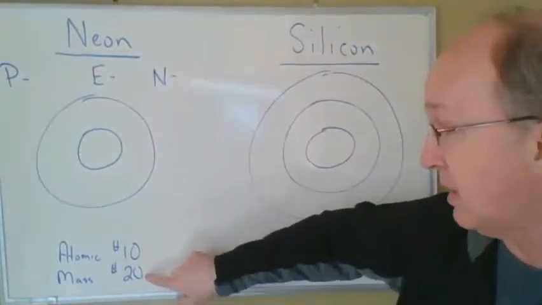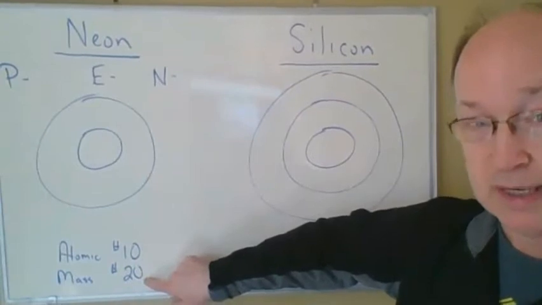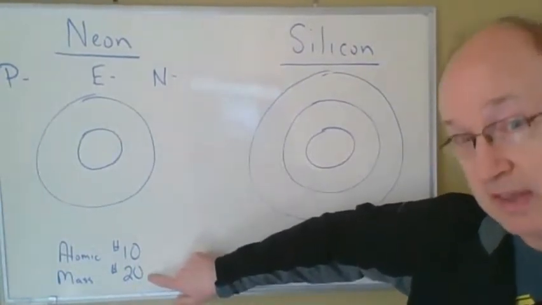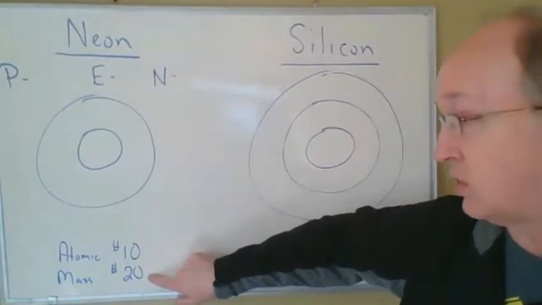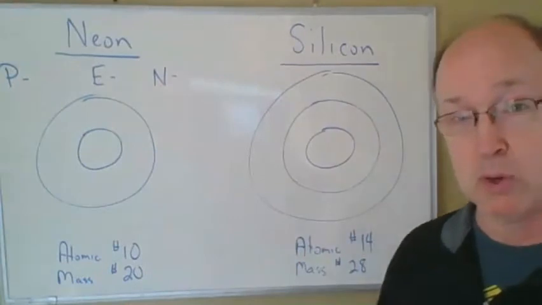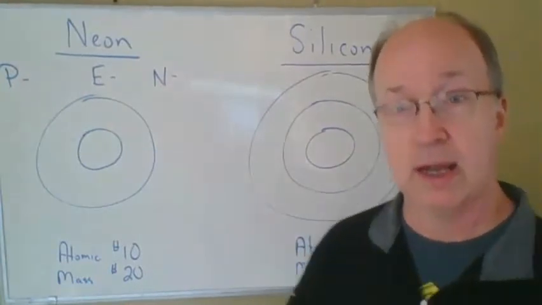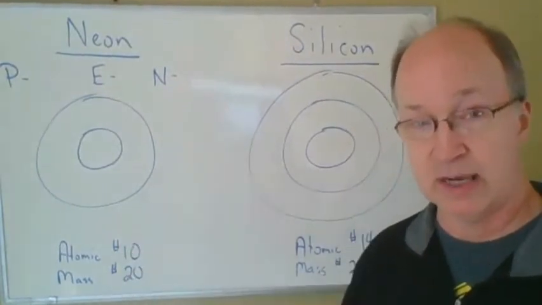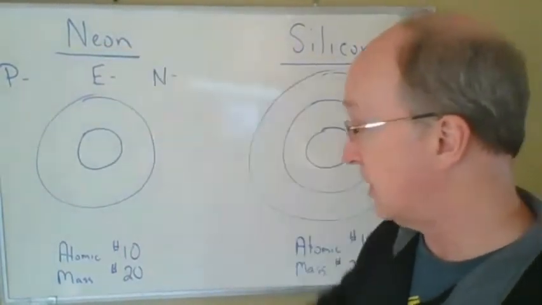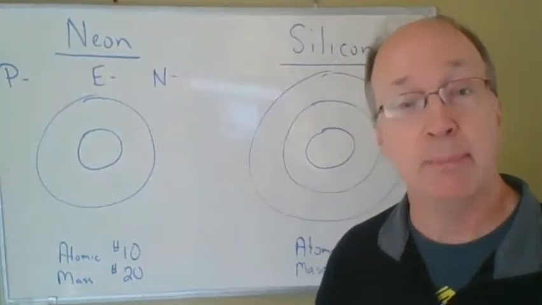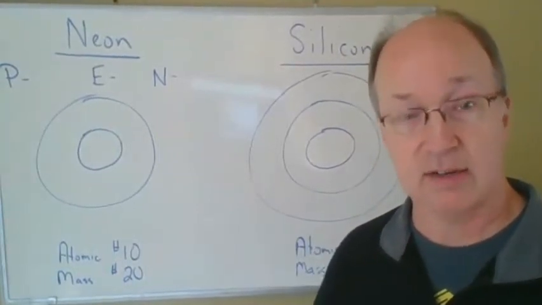The atomic number and the mass number for neon. All right, the atomic number is 10, and the mass number for this isotope of neon is 20. So let's answer these 3 questions first. How many protons, how many electrons, and how many neutrons are in an atom of this isotope of neon? First, we'll start with protons. The atomic number is 10. So how many protons is that? I'll give you a second to think about it.